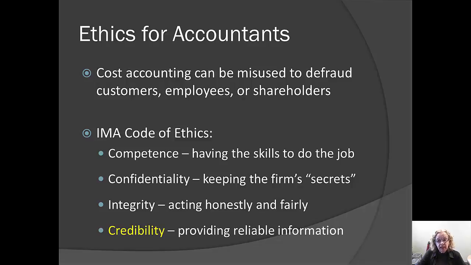Finally, management accountants must demonstrate credibility. That means providing your boss, your associates, other people in the firm, with reliable information. Again, if you do not show credibility, people aren't going to believe what you say. Therefore, you lose the ability to provide useful information.